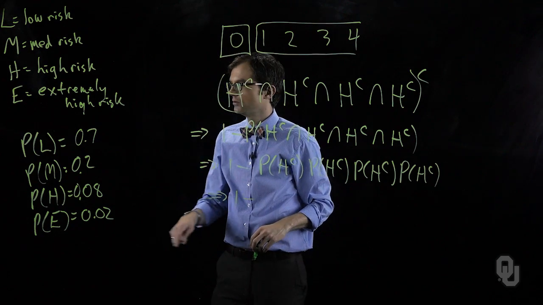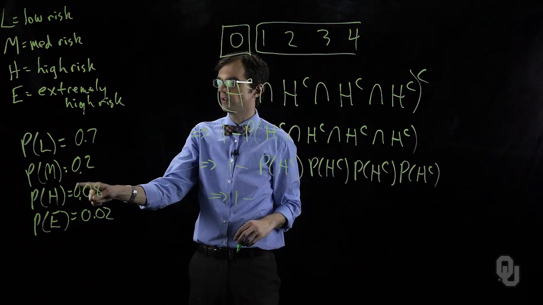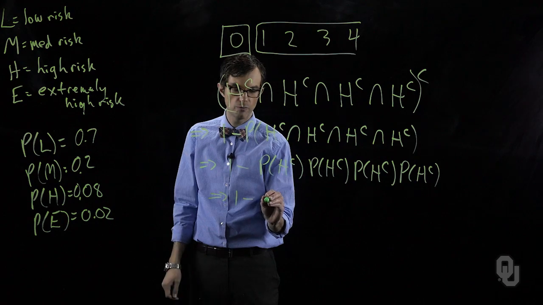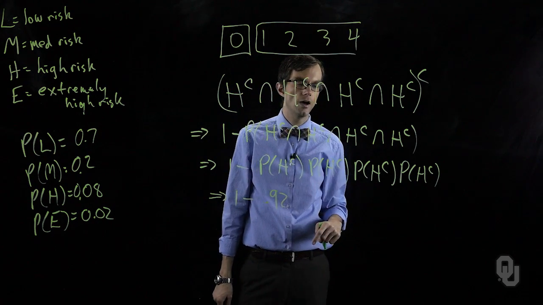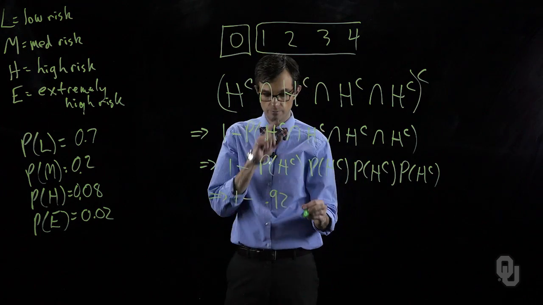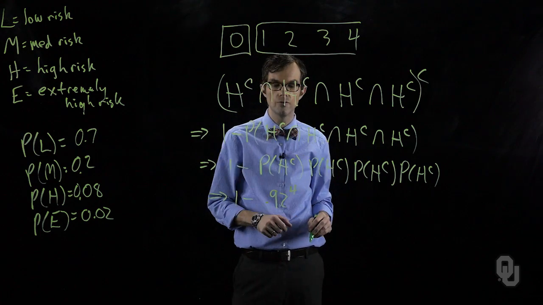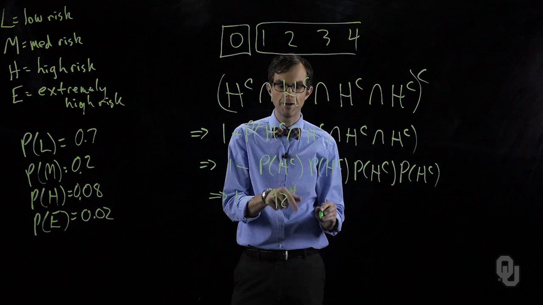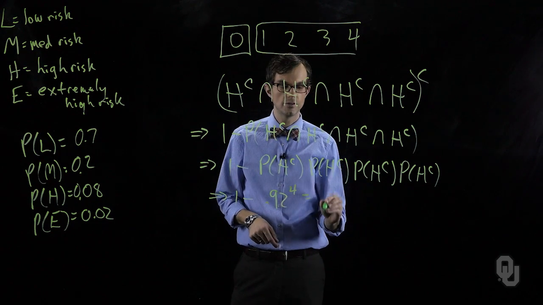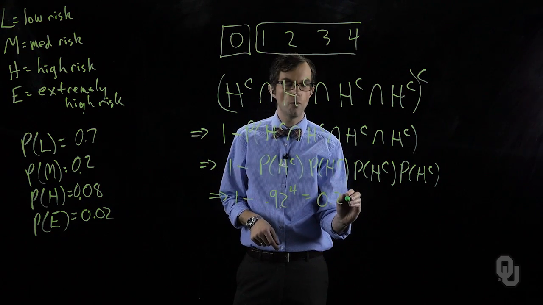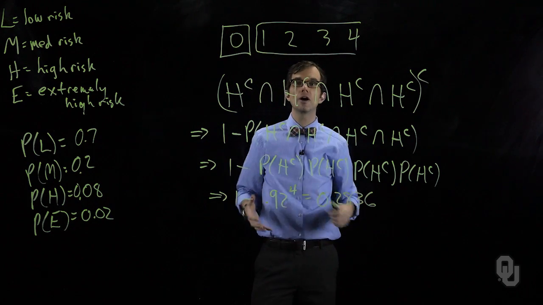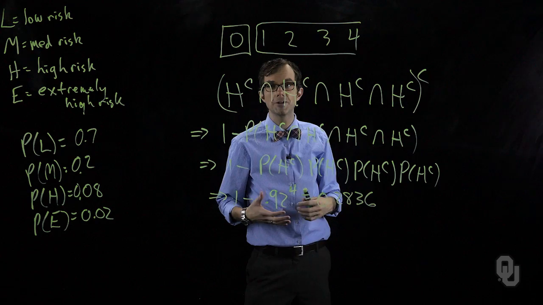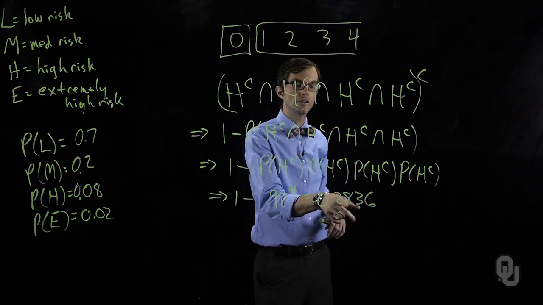Okay? So what's the probability of H complement? That is the complement of this, 1 minus 0.08. 1 minus 0.08 is 0.92. 0.92 multiplied by itself 4 times is 0.92 to the 4th. So 1 minus 0.92 to the 4th gives us 0.2836. So what's the probability of these 4 projects that come in? At least one of those projects is high risk, 0.2836.